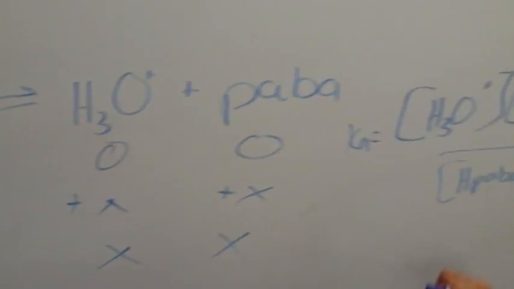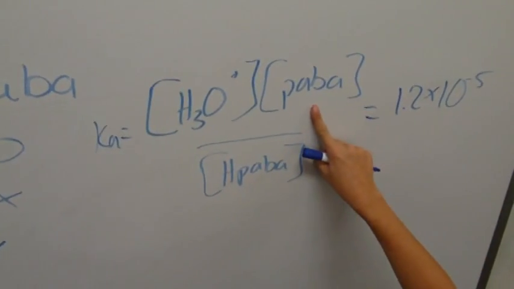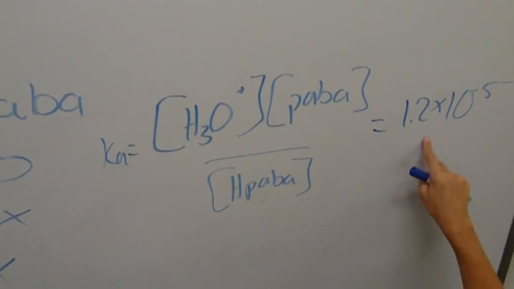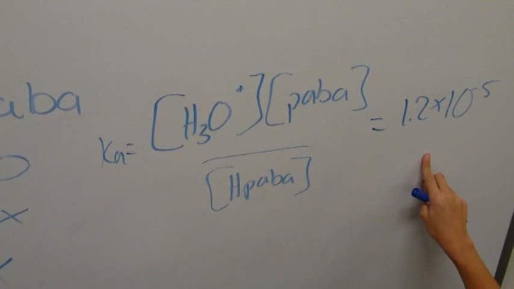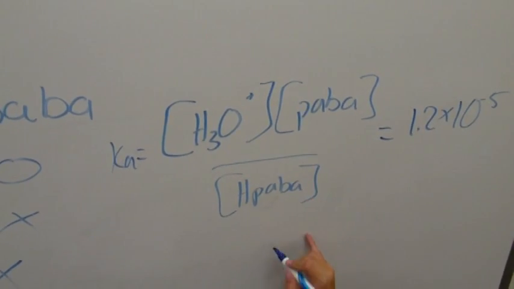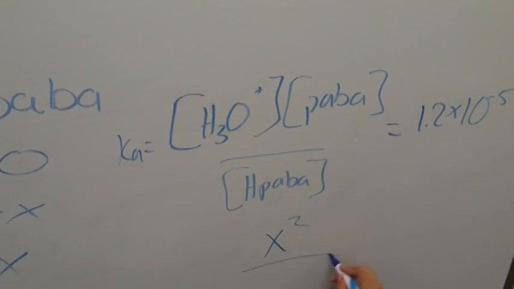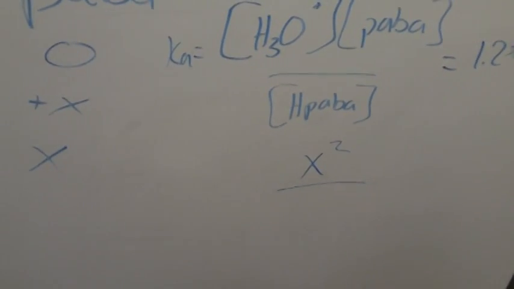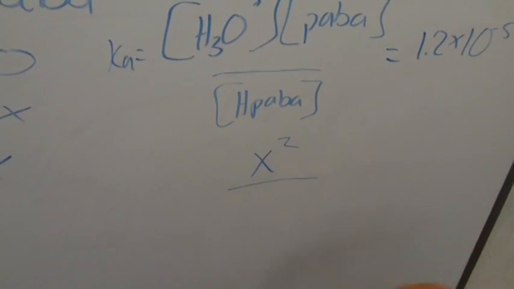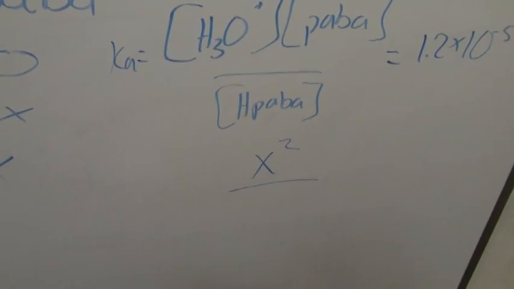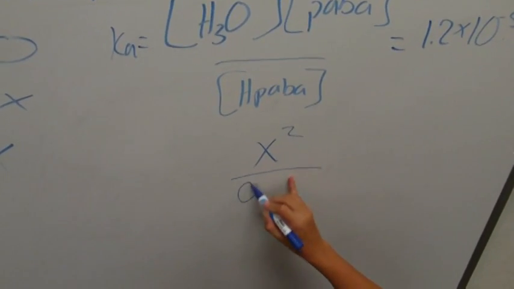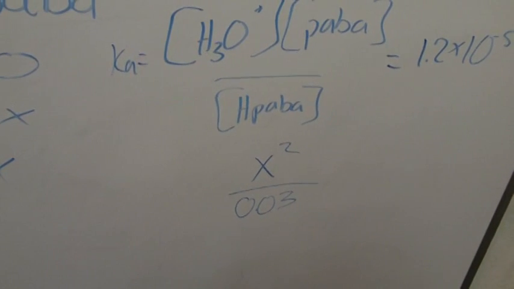Then here's our equilibrium law for the acid. Ka is products over reactants and equals our Ka that we solved over there from the pKa. We're just going to plug these things in. It's going to be x times x, which is x squared, and then we're just going to assume that this x is so small that it's not going to matter. So we're just going to use our 0.03 here.